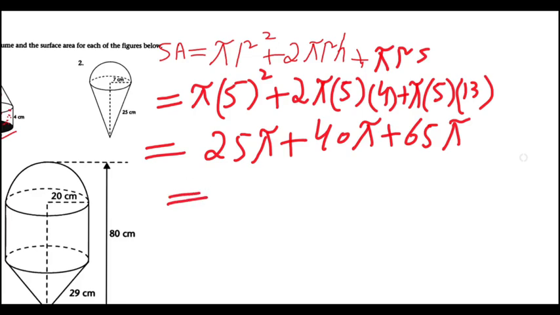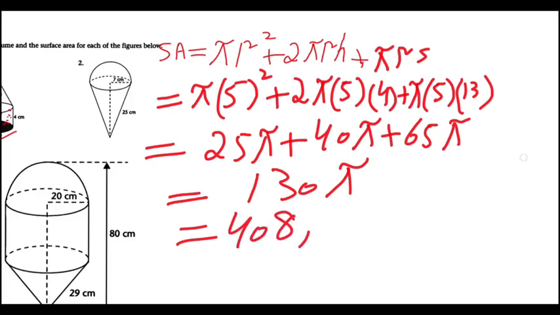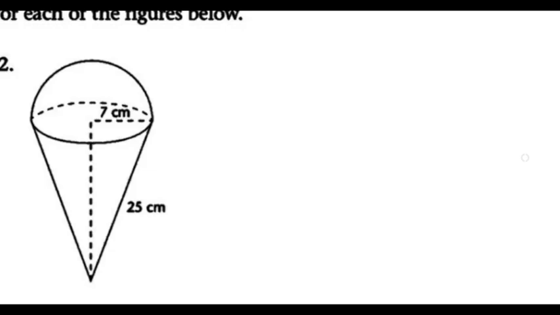I add them and it becomes 130 pi, and I use my calculator to solve for pi. It is 408.41 centimeter squared. This is my final answer.